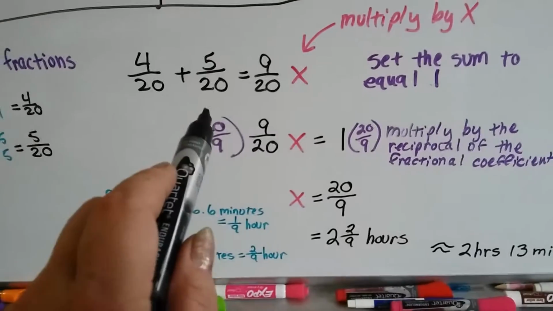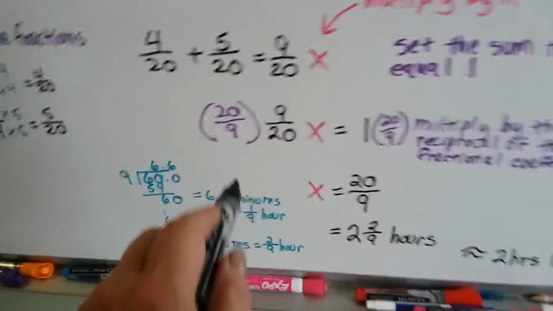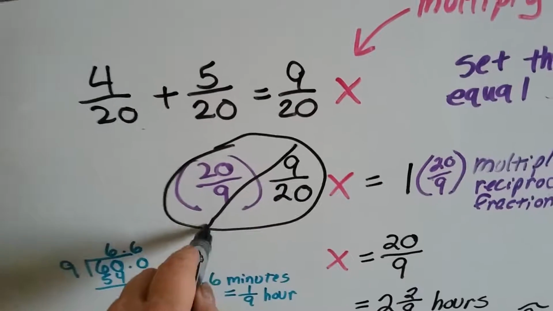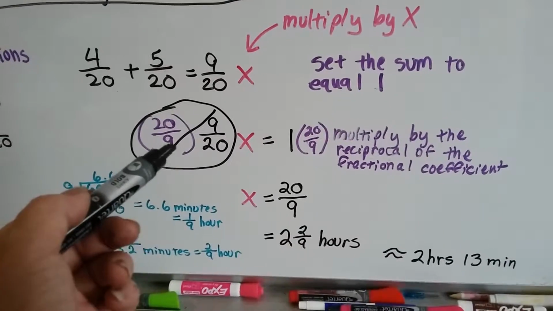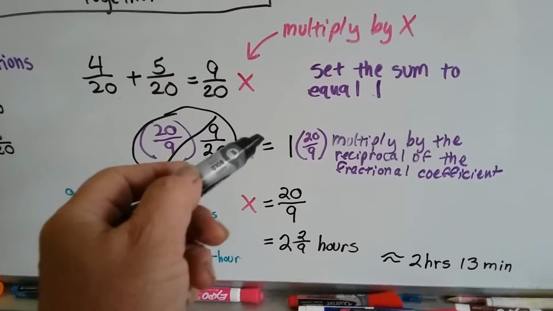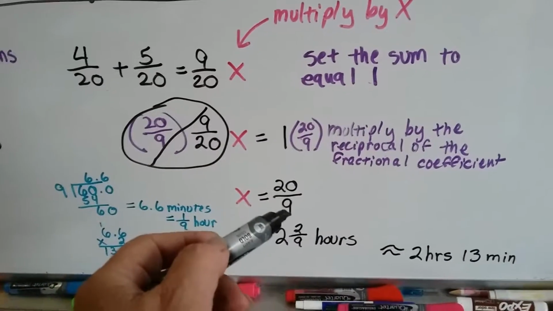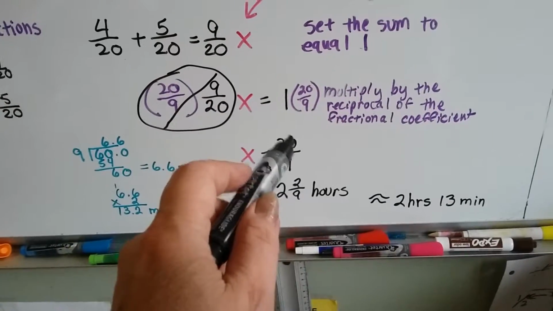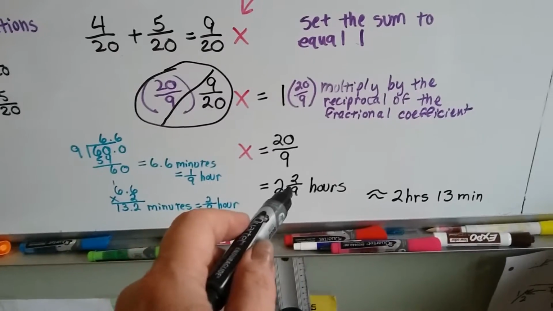Okay? So 20 times 9 is 180, and 9 times 20 is 180. So now this has canceled itself out as 180 over 180, which is 1. Remember, when the numerator and denominator are the same, it equals 1. So now we've got x equals 1 times 20 over 9, and that equals 20 over 9. So now we need to simplify. How many 9s fit into 20? 2. That would be 18, and there would be 2 little 9ths left over.